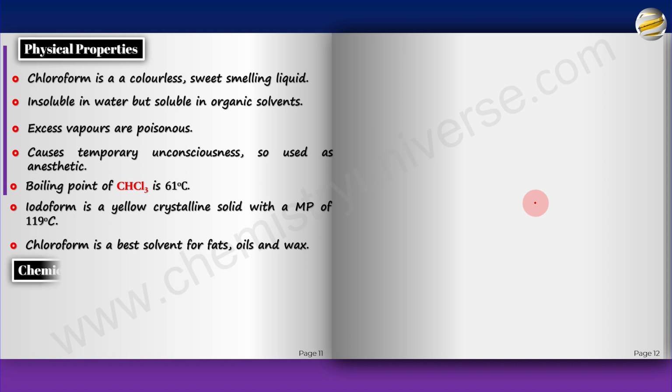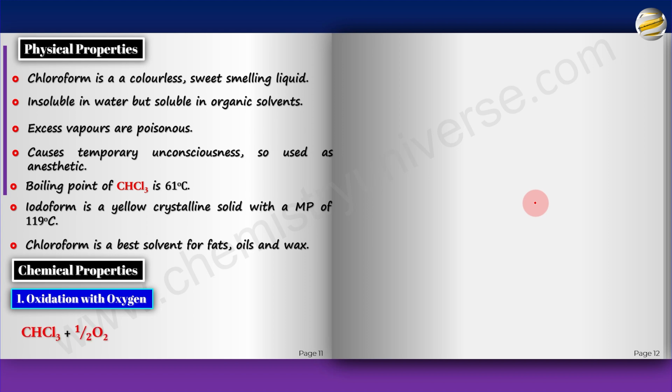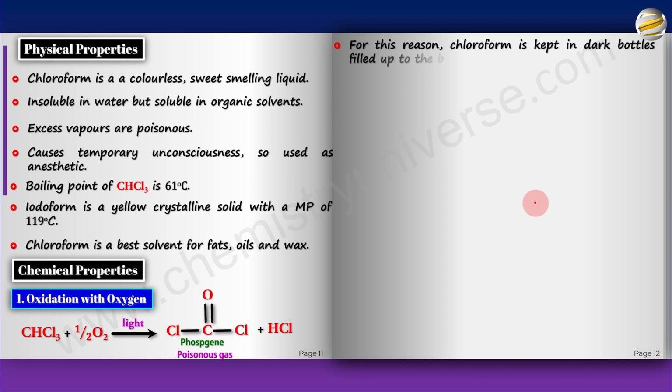If you want to look at the chemical properties of chloroform, one of them is oxidation with oxygen, which is not a safe thing to do, because it produces a poisonous gas called phosgene. So you have to be very careful about it. For this particular reason, chloroform is always kept in dark bottles away from sunlight, and filled up to the brim so that there is no oxygen as well.